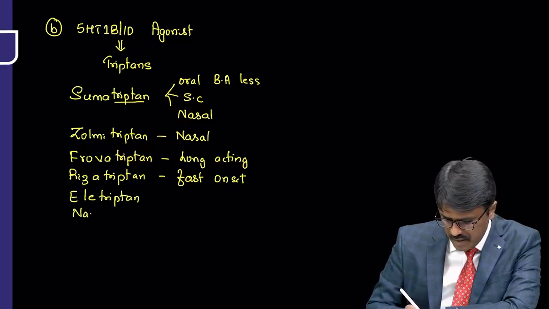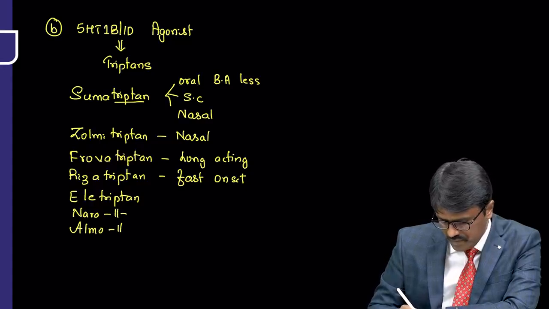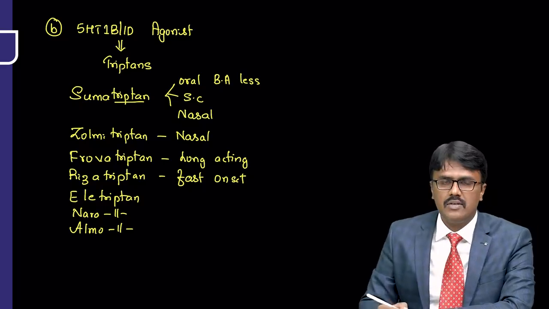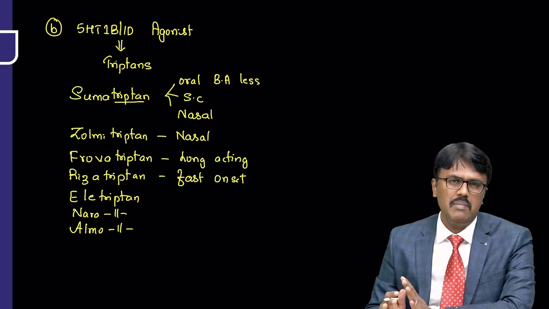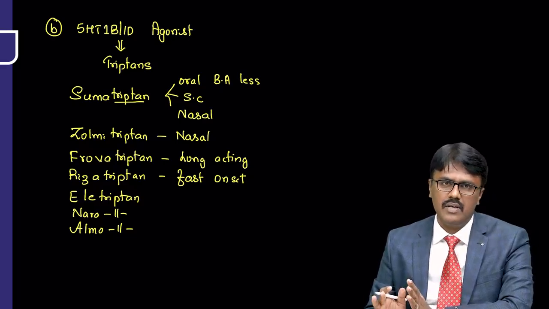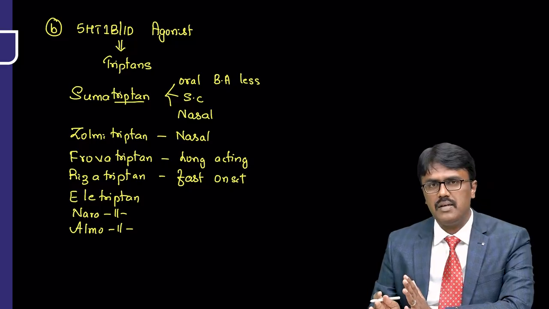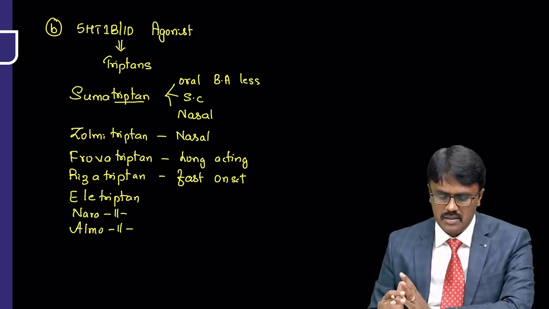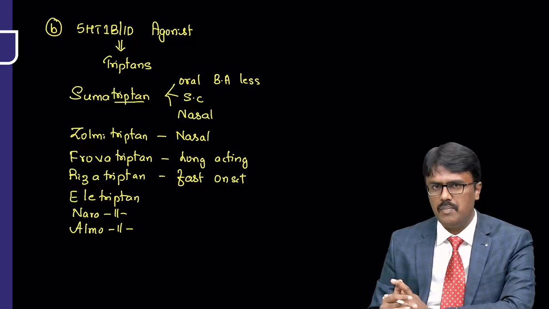Then naratriptan. Then almotriptan. Sir, so many drugs. Should I remember all these things? Please remember, they all end with triptan. That is the one thing you have to keep in your mind. And basically, you remember the drug sumatriptan. That's the most important drug you need to remember.